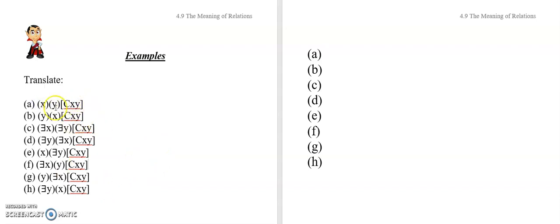Okay, so now what I want to do is look at these more complex sentences that involve a relation and two quantifiers. We're going to start figuring out how to translate these. Now, Cxy is to be understood as x caused y. Let's go through these together. Pause now. See if you can figure out what this sentence means.